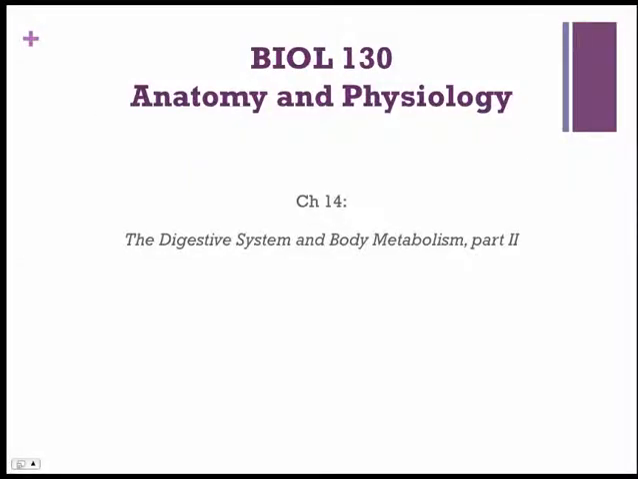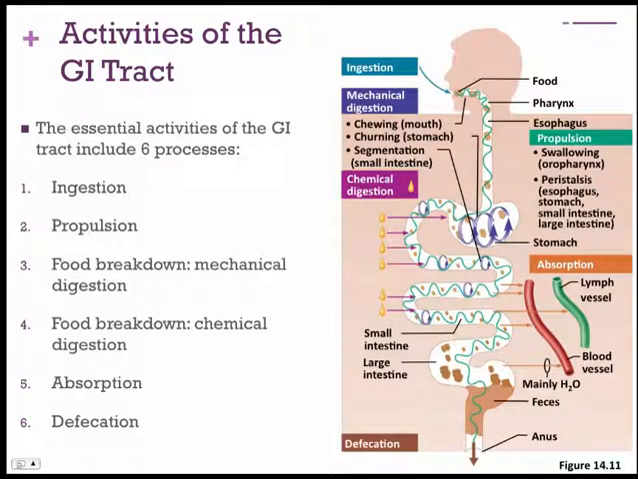We're going to start off the second part of Chapter 14 by doing a quick review of the activities of the GI tract. Last video lecture we saw how that bolus is formed here in our mouth. We can then move that bolus from our mouth through our entire alimentary canal through this wave-like motion called propulsion. And so here we have ingestion, propulsion towards our pharynx, down our esophagus, through our stomach, into our small intestines, then our large intestines, and then finally out of the anus.